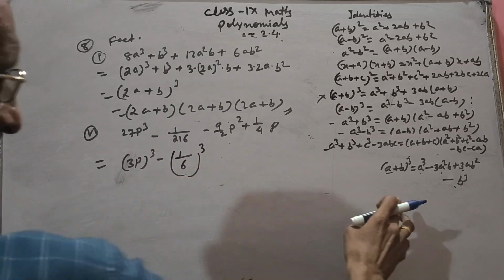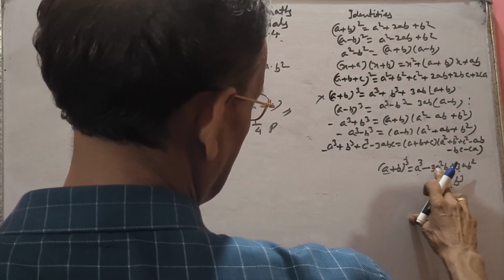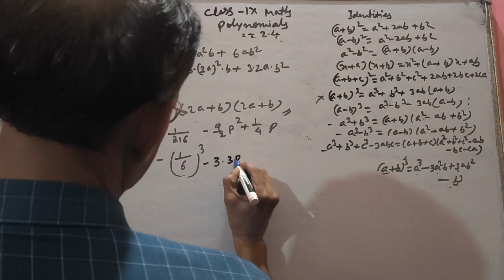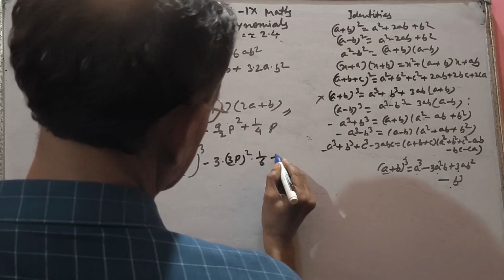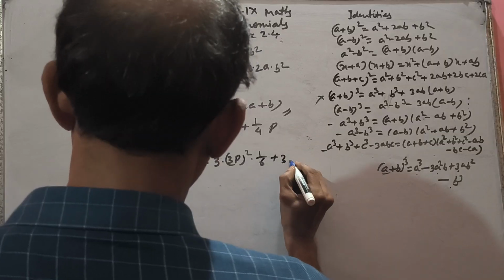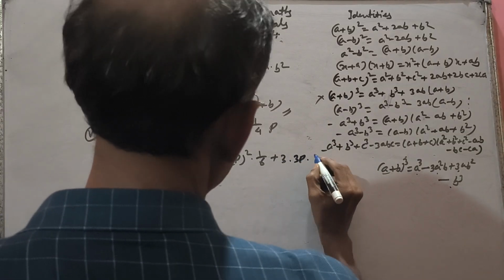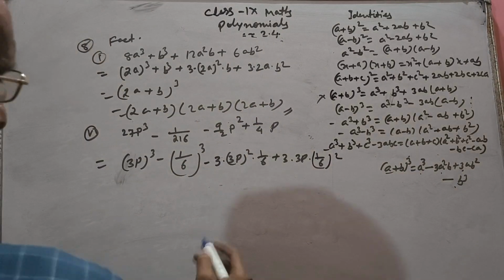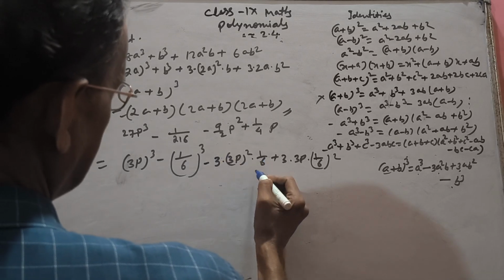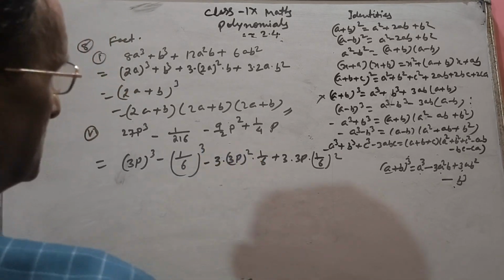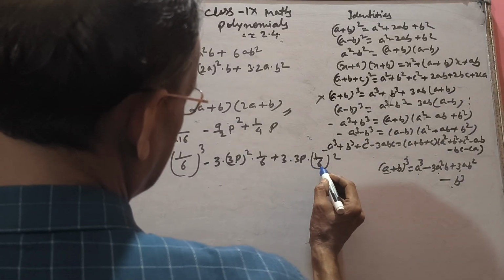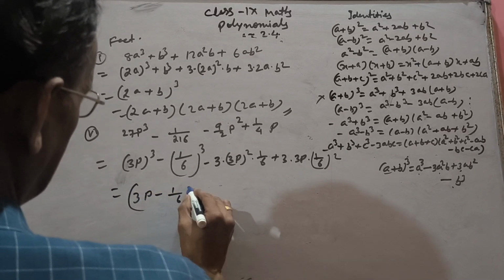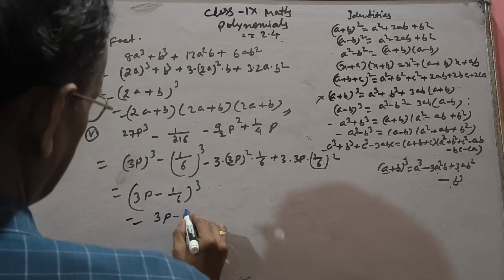We have got a cube minus b cube. What should we write for it? Minus 3a square b. 3, this is a square, and b is 1 by 6. Then plus 3ab square. 3, what is a? 3p. What is b? 1 by 6, b square. You need to check one time. How much do you get? 3 times 2 is 6, so 3 square 9 by 2p square, okay? And 3 times 3 is 9, 6 square 36, 9 by 4 are there, so same thing only. This is 3p minus 1 by 6 whole cube. The question is factorize, so write down the same thing.